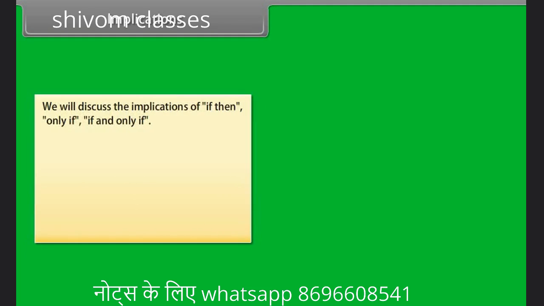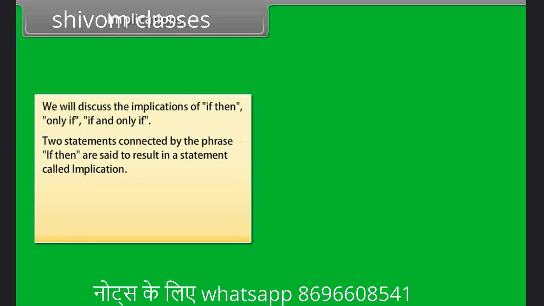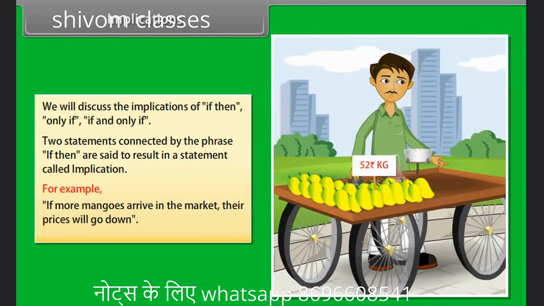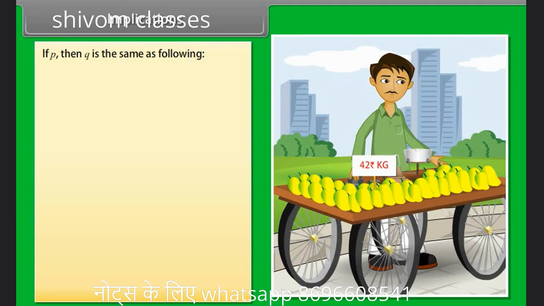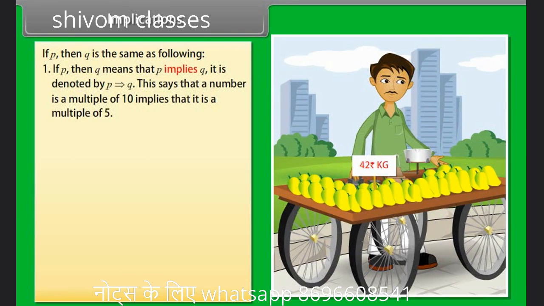Implications. We will discuss the implication of if-then, only if, and if and only if. Two statements connected by the phrase if-then are said to result in a statement called implication. For example, if more mangoes arrive in the market, their prices will go down. If P, then Q means that P implies Q. It is denoted by P implies Q.